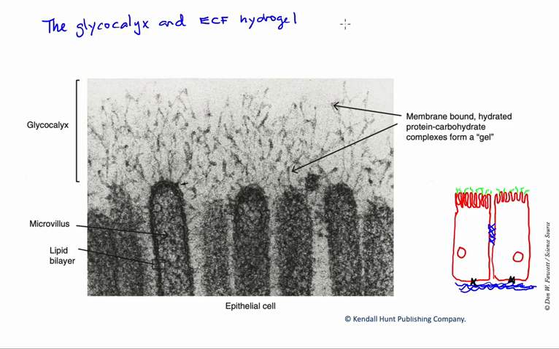In this video, we want to talk briefly about the glycocalyx and the extracellular matrix and how they form a hydrogel. Let's start down here at the bottom right where I drew two epithelial cells. And those epithelial cells are polar in that the two ends are different. All epithelia are bound on one end, that's the basal end of the cell, and free on the other end, that's referred to as the apical end of the cell.